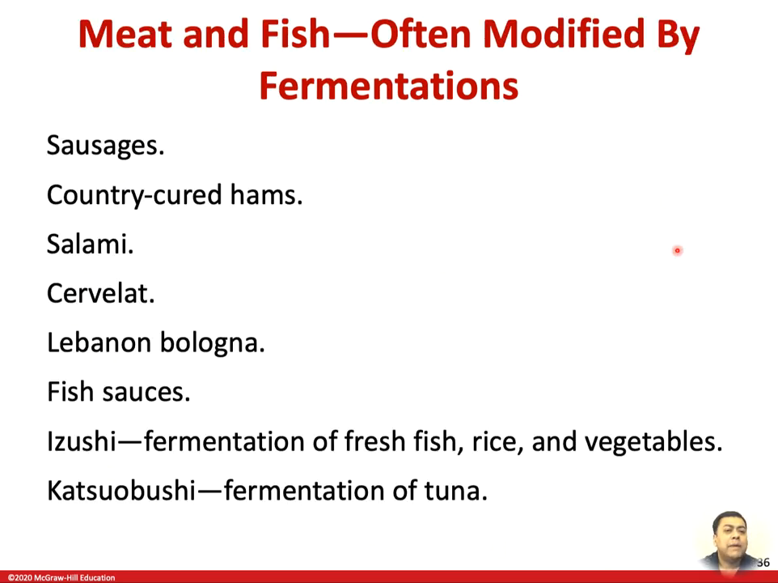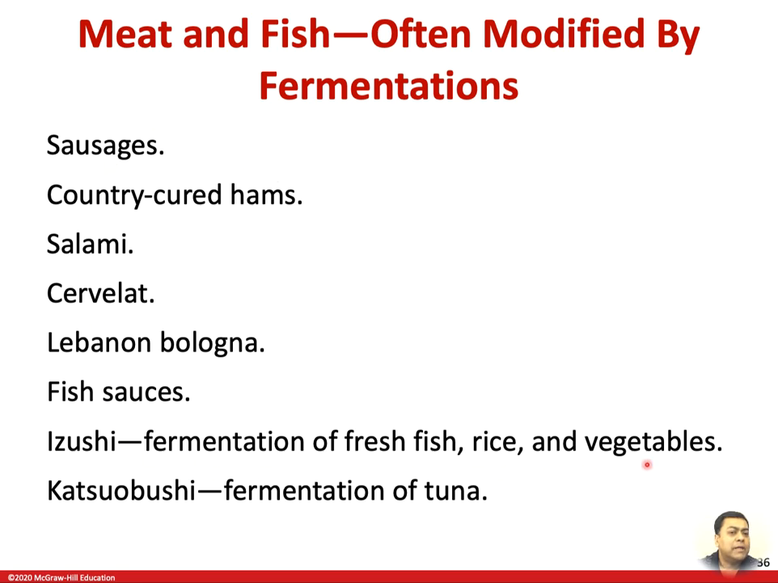So here is a big list of meat and fish often modified by fermentation. This is very self-explanatory, and you can easily see that there are some specific ones. Jeotgal is a fermentation of fresh fish, rice, and vegetables. And here you can see that katsuobushi is the fermentation of tuna.